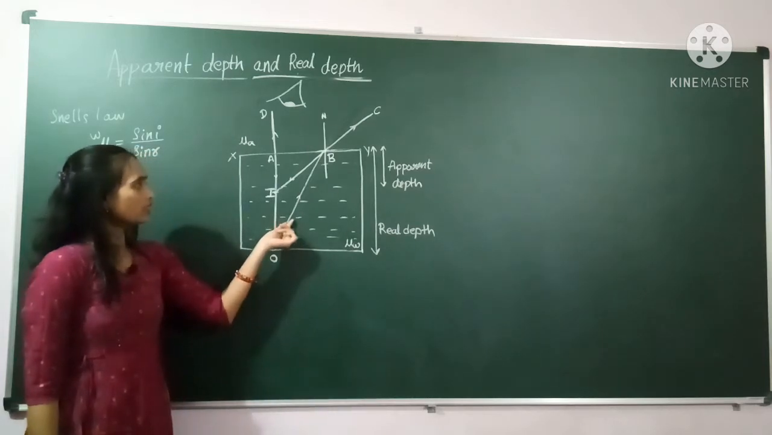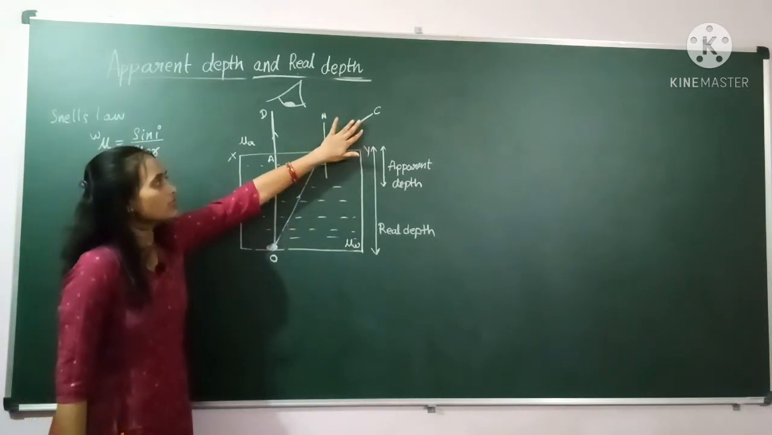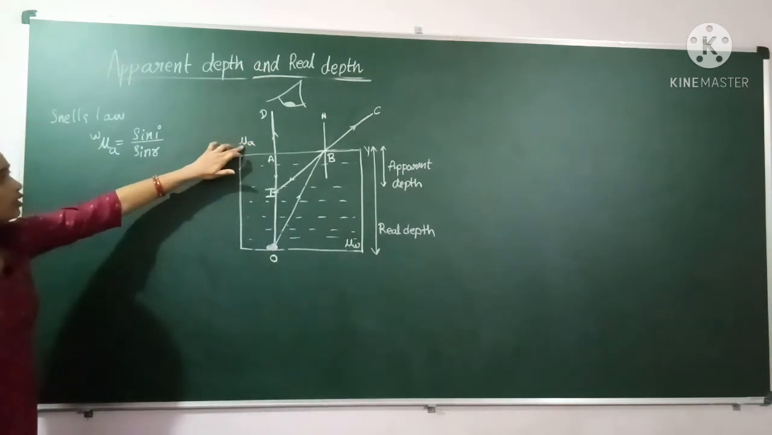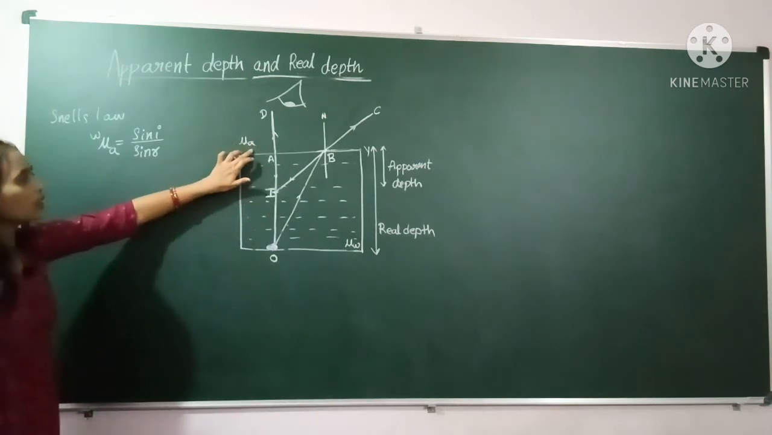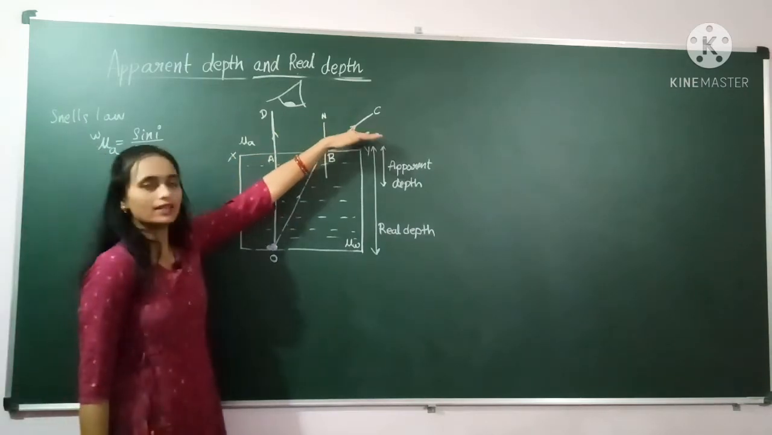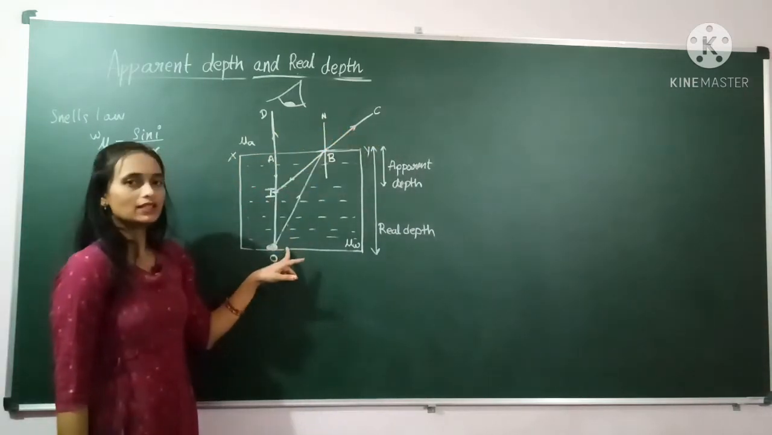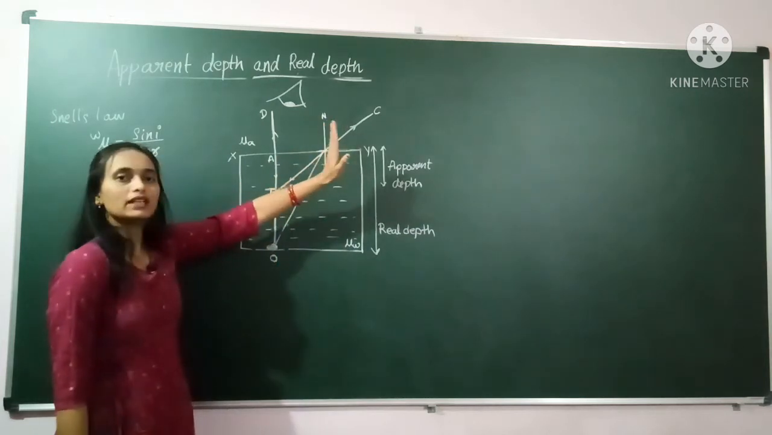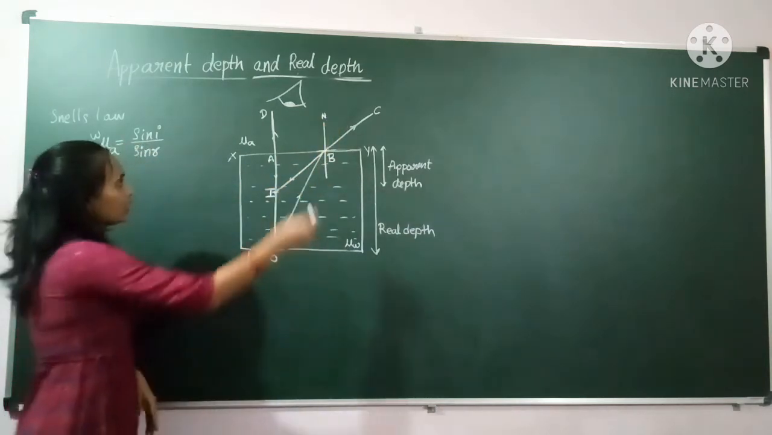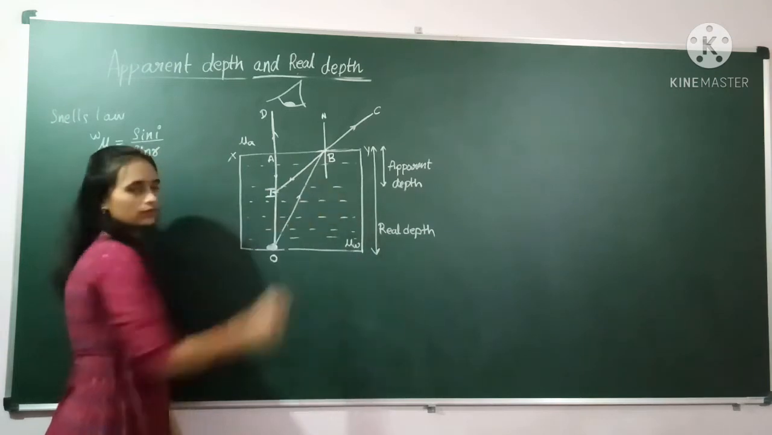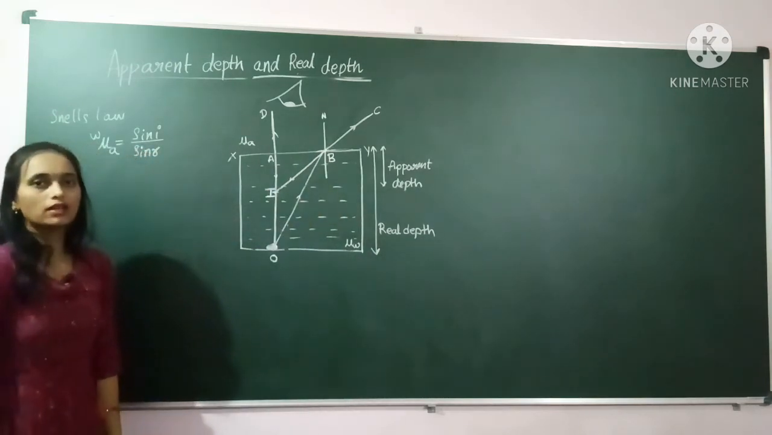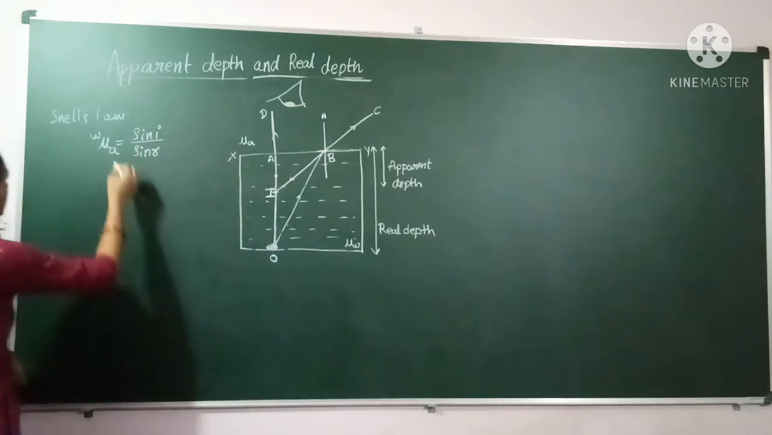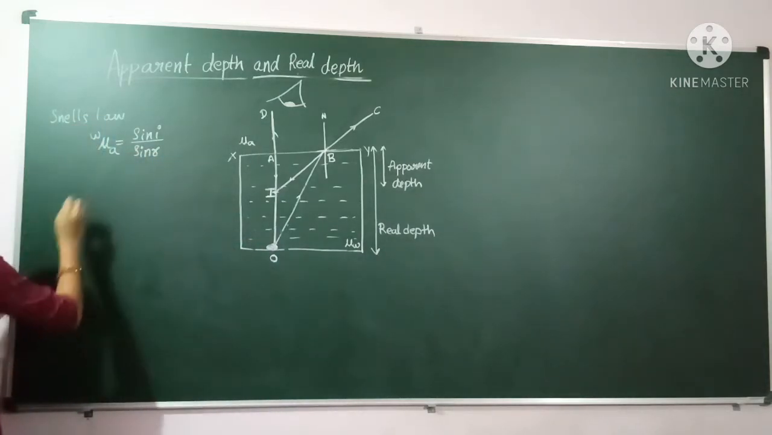Always take the refractive index of the medium in which the refracted ray is present, because this is our incident ray and this is our refracted ray, and the refracted ray is present in the air medium. This air medium is bending the light ray; the water medium is not bending it. Suppose the light is coming from air to water, then we have to take the water medium. So here I have taken air with respect to water.